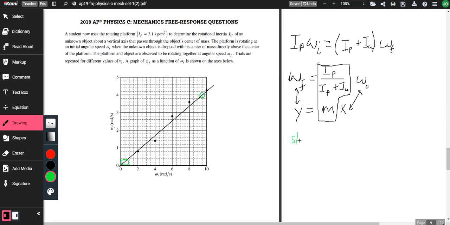So slope is equal to change in y over change in x. The y values, this is going to be 4 minus 0.2. This goes all the way up to 9.5. And this will be 0.5.